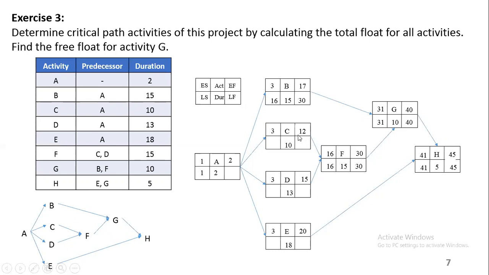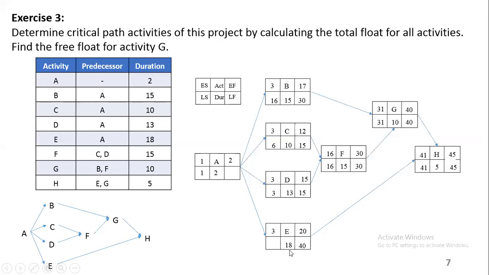Okay, activity C. 15, plus 2 minus 1 is 5, plus 1, 6. Again here, 15. It will be 3. And activity E, 40.